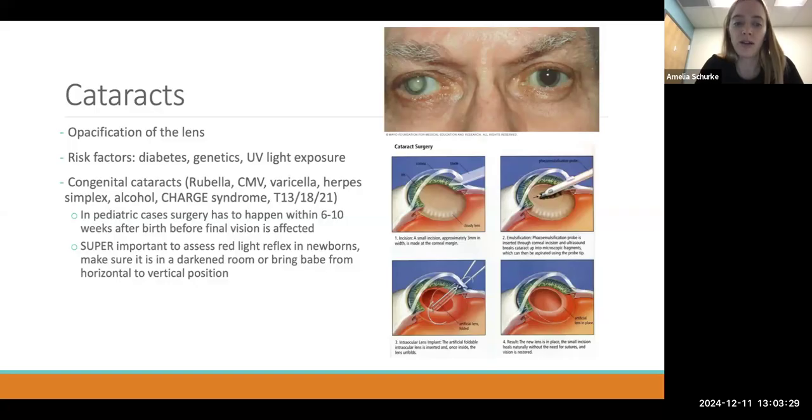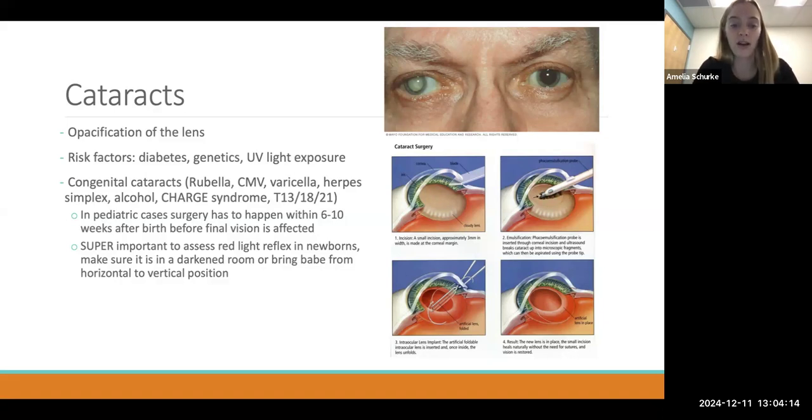And so different perinatal or peripartum exposures can lead to congenital cataracts. Oftentimes it's something that the fetus is exposed to in utero. So rubella, CMV, varicella, herpes, alcohol, and then some genetic conditions like CHARGE syndrome and trisomy 13, 18, and 21. This has to be recognized immediately and treated immediately before the baby's permanent vision is affected. And so surgery has to happen for congenital cataracts within 6 to 10 weeks after birth.